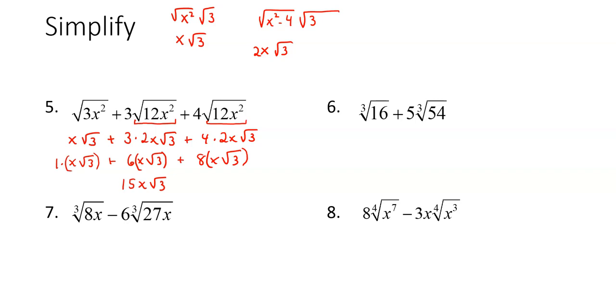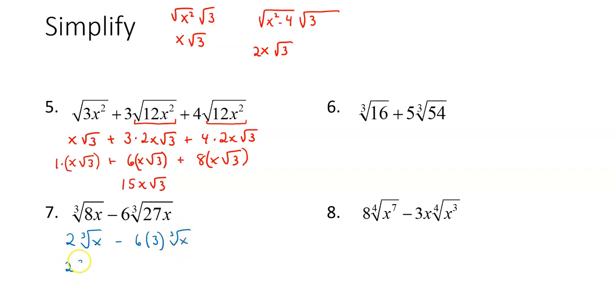All right, look at number 7. Number 7 involves cube roots. So here, there's not a lot of simplifying that I can do because you notice those x's on the inside won't come out. But the cube root of 8 will. So the cube root of 8 is 2, and I'm left with a cube root of x. Over here, the cube root of 27 is 3, and I'm left with a cube root of x.